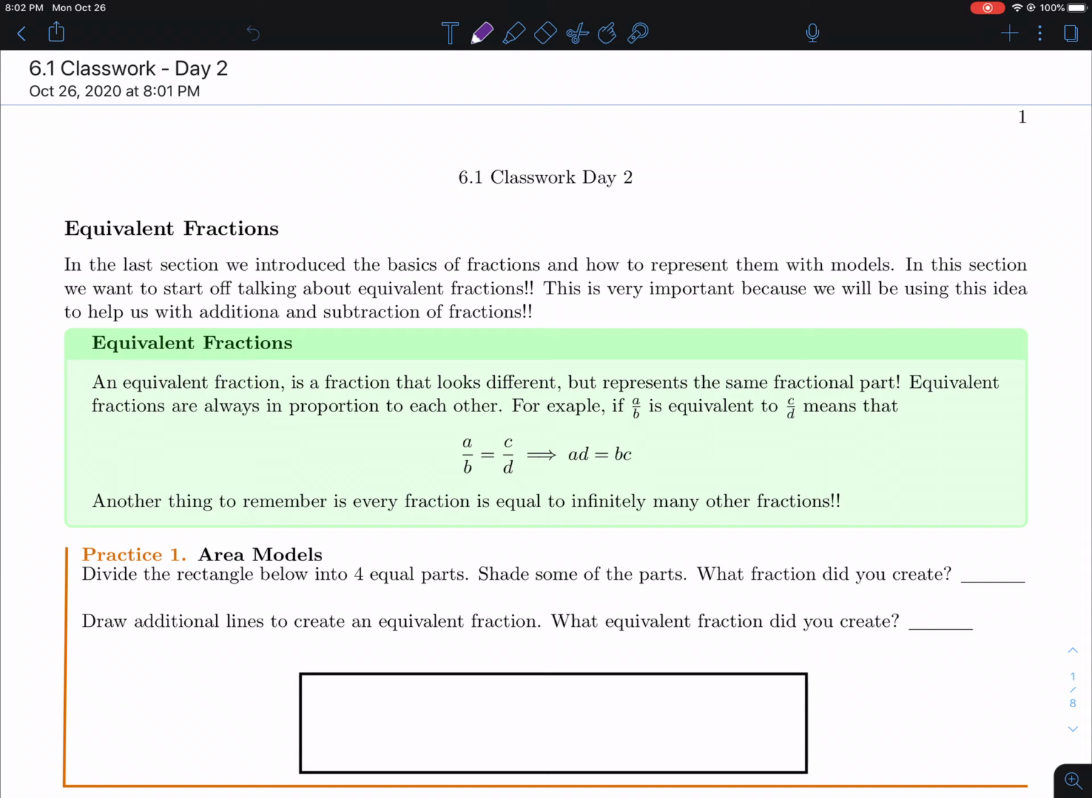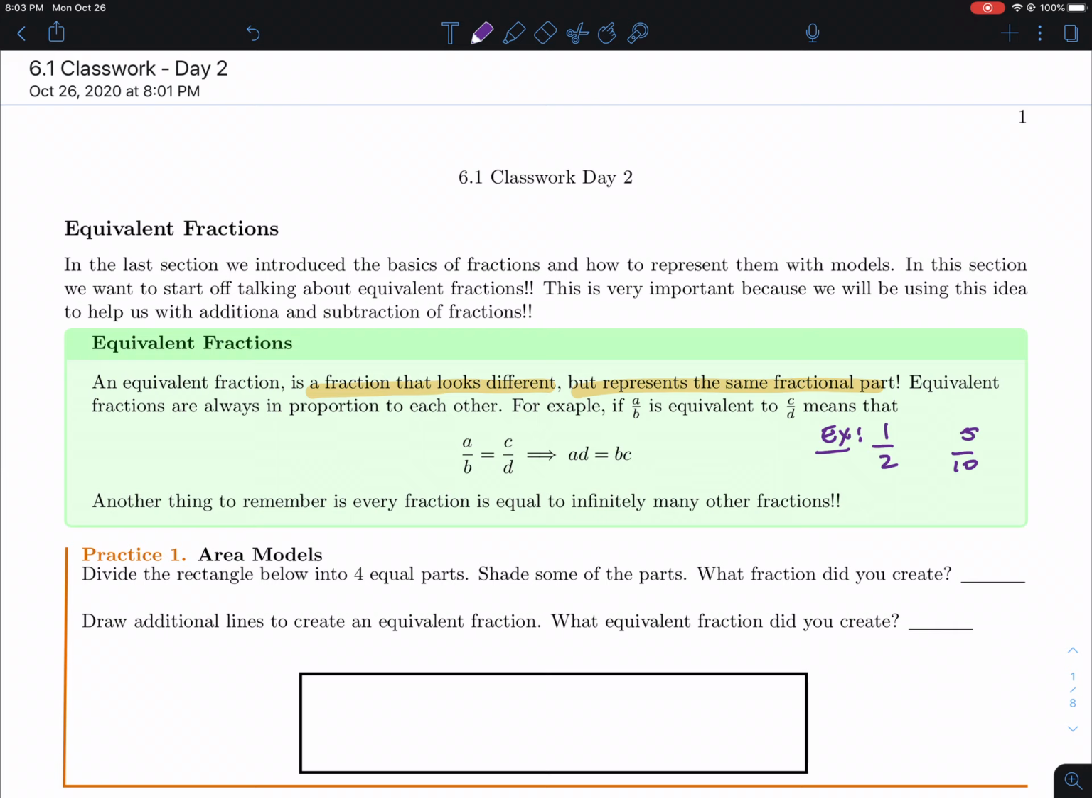Before we get started, we won't use this right away, but I wanted to put on here a little bit of what an equivalent fraction is. An equivalent fraction is just a fraction that looks different, but represents the same fractional part. For an example, something like 1/2 and 5/10. They don't look the same, but they both represent 1/2.